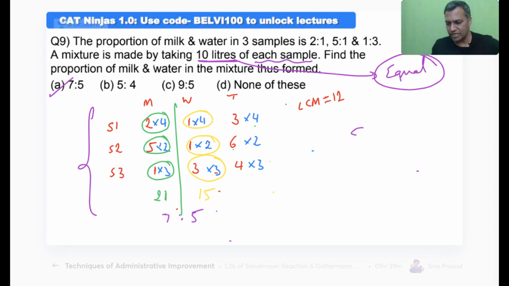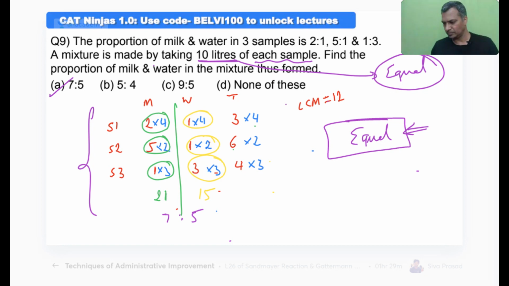The importance of "equal". Those who were here right from the beginning, are you able to catch up with what I'm trying to say? Yes, no? Everybody, are you getting the approach when the word is equal in ratios?